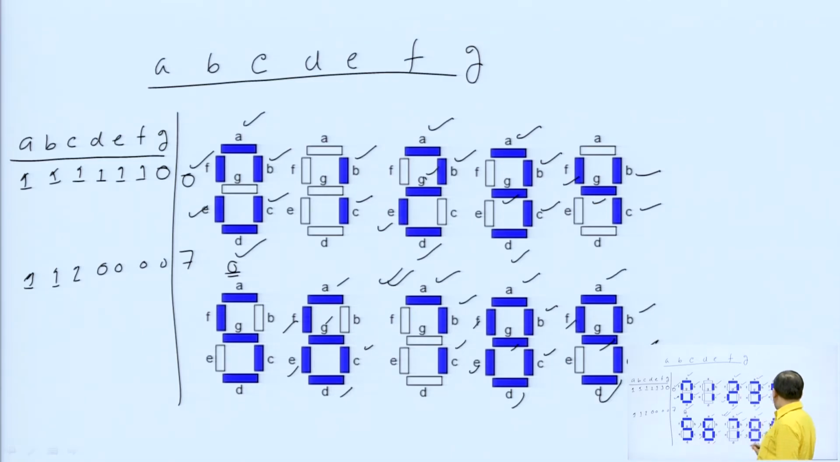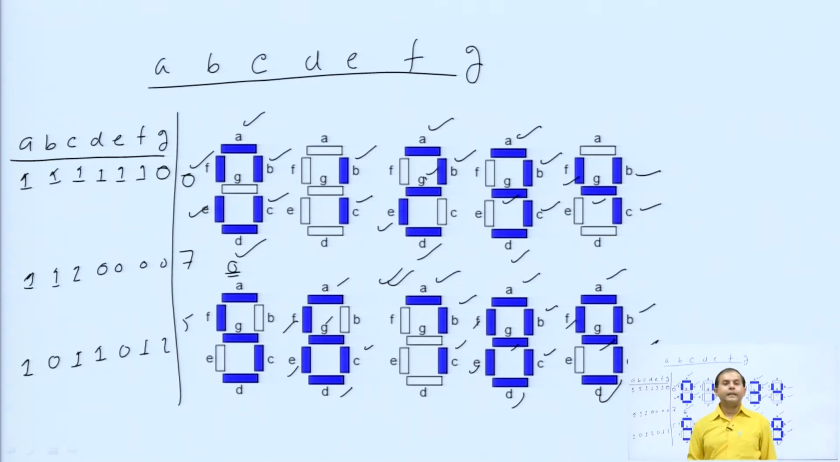Like that for 9, or you can take 5. For displaying 5, we are having A is equal to 1, B is equal to 0, C is equal to 1, D is equal to 1, E is equal to 0, F is equal to 1 and G is equal to 1, right. So, these are the combinations.